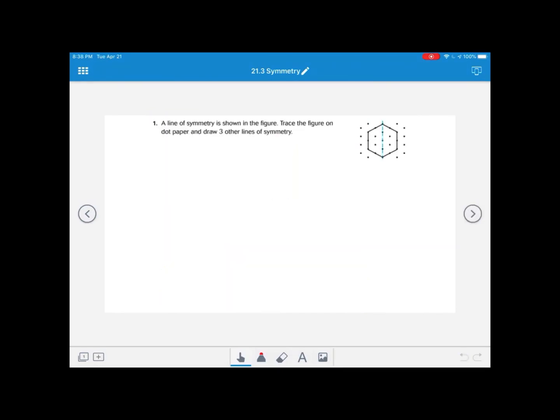So let's take a look at number one. Number one, we have this picture here, a hexagon. So we're going to draw that out. We're going to draw out that hexagon the best we can. It is facing with a point up. Okay. And it's got a dotted line through the center.